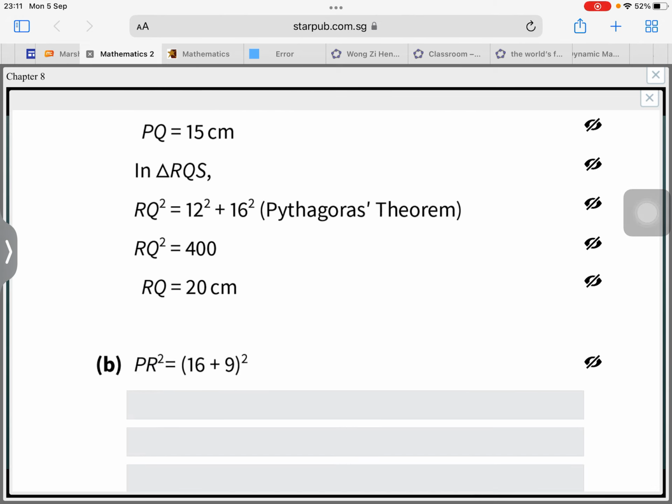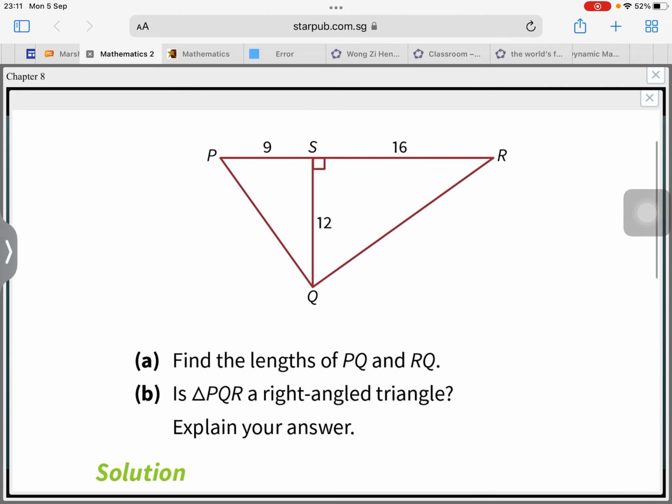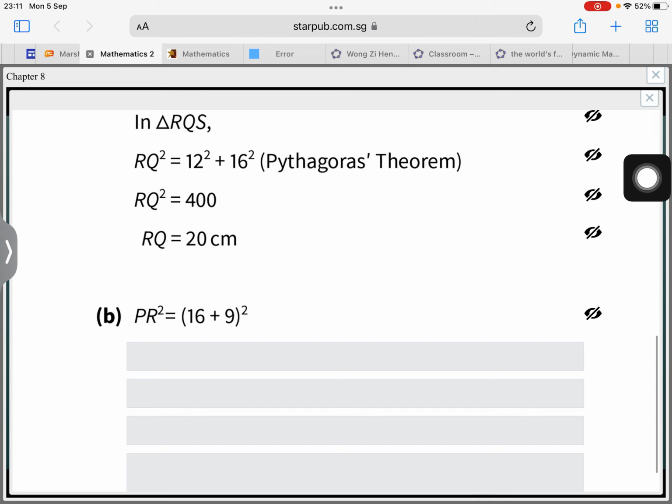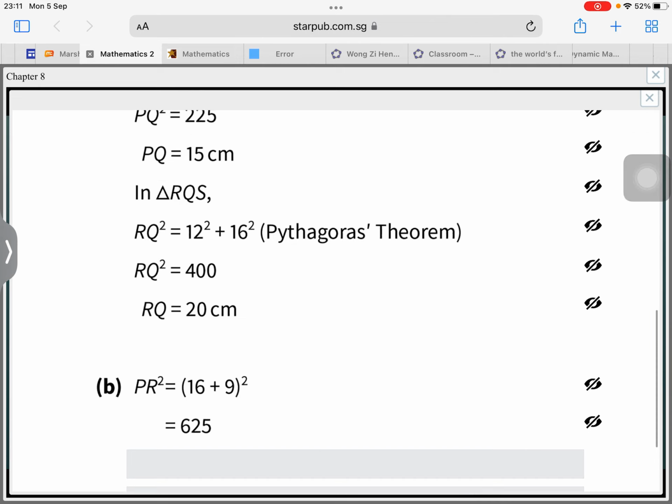So first, I find what is PR square. PR is just 9 plus 16, as you can see over here. So 9 plus 16, okay, 25 square, you get 625. So you establish that PR square is 625.